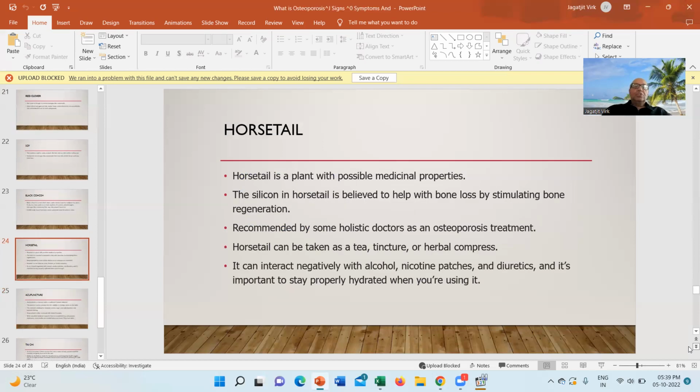Horsetail. Horsetail is a plant with possible medicinal properties. The silicon in horsetail is believed to help with bone loss by stimulating bone regeneration. Recommended by some holistic doctors as an osteoporosis treatment, horsetail can be taken as a tea, tincture, or herbal compress. It can interact negatively with alcohol, nicotine patches, and diuretics. And it's important to stay properly hydrated when you are using it.